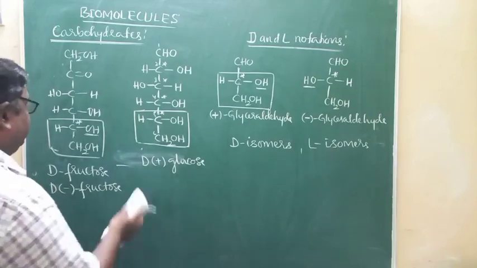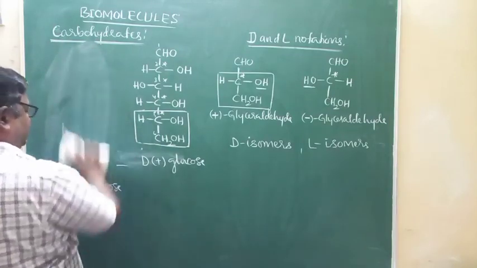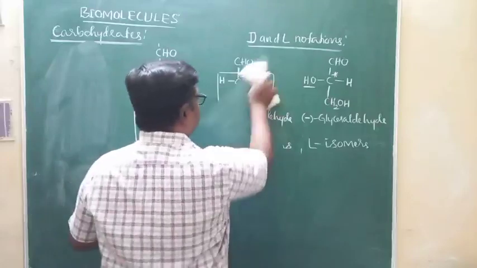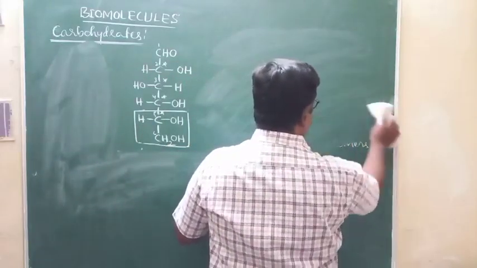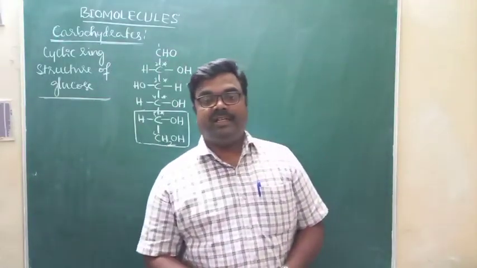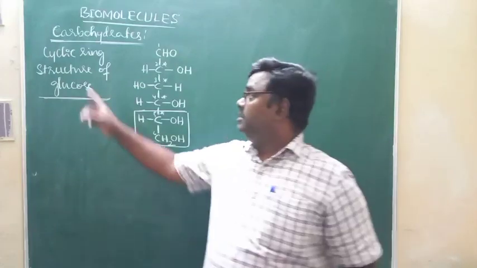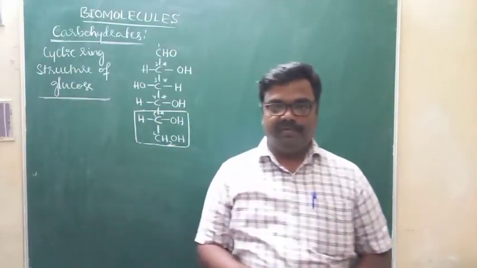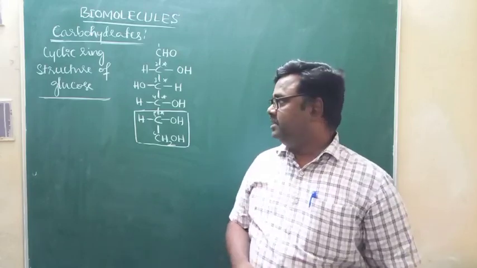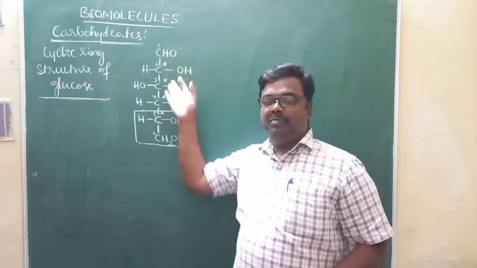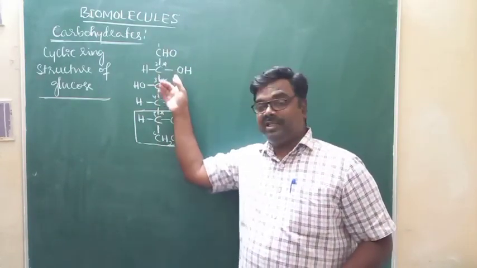Now at this moment, we'll go to the next discussion, that is the cyclic ring structure of glucose. In the previous discussion, we derived the open chain structure of glucose. This is the open chain structure of glucose.